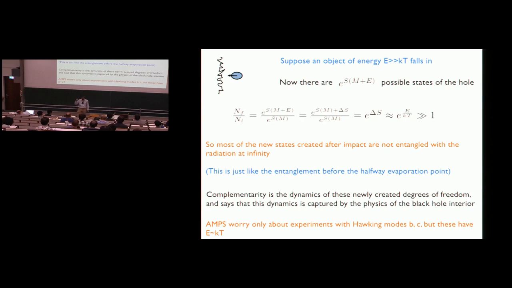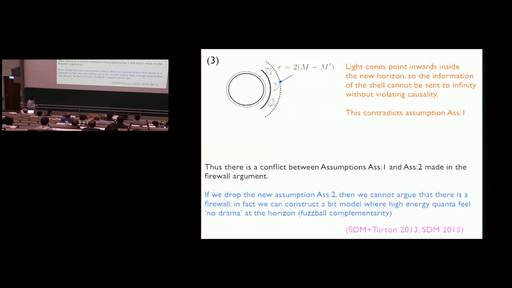But because this possibility is always there, you cannot make an AMPS kind of argument to argue that you won't have smooth infall for E much bigger than kT. In fact, I made an argument using a bit model in 2015, the reference should be somewhere there. We made a bit model in this paper where you could actually realize fuzzball complementarity. So if you want it just for E much bigger than kT, you can make an explicit bit model that bypasses the AMPS argument, gives you smooth infall for E much bigger than kT, and all the information is emitted in E of the order of kT modes, and causality is maintained all through.